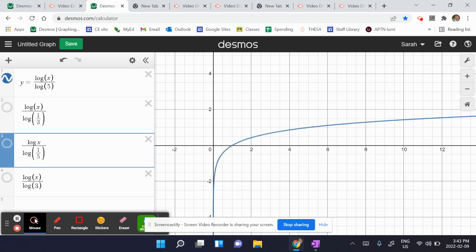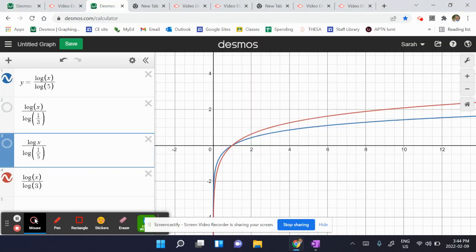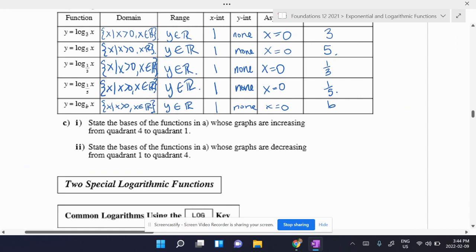So let's try these ones. Starting in quadrant 4 and increasing into quadrant 1. So that's when the log base is 5 or the log base is 3. So if it's greater than 1, that always seems to be our point, right? So when b is greater than 1, it increases, and when 0 is less than b is less than 1, it's going to decrease from quadrant 1 to 4.